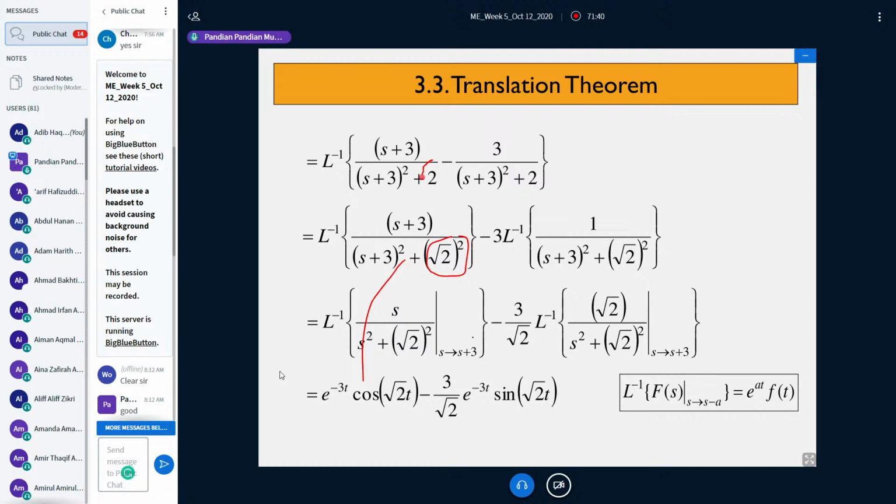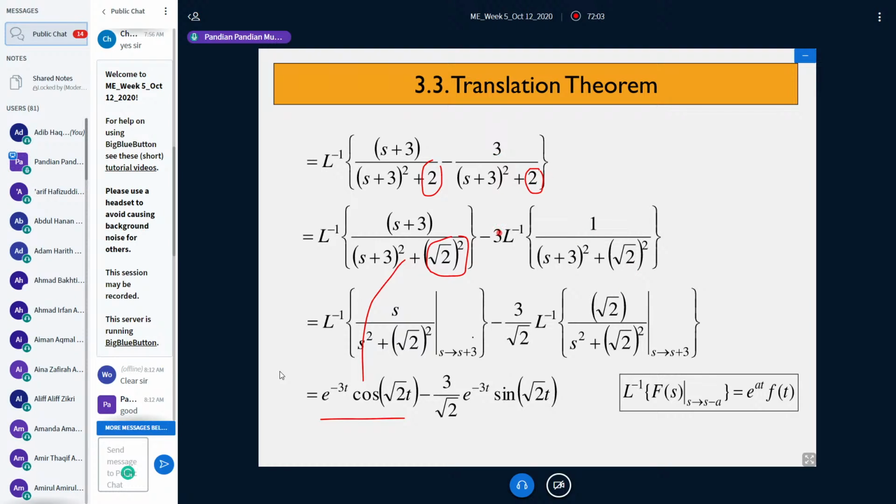Because this is 2. Check the formula. Formula says cosine: Laplace of cos kt is s over s square plus k square. K square is 2, K is root 2, positive. So this part is clear. Now this one, still not completed yet. This 2, you must make it root 2.